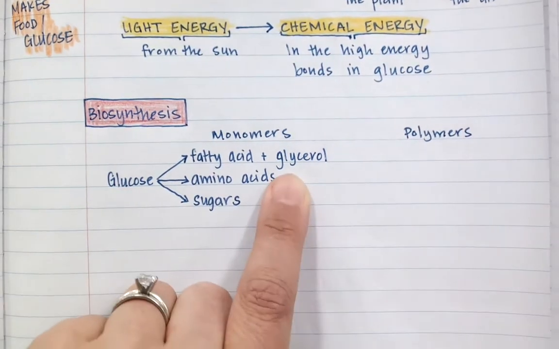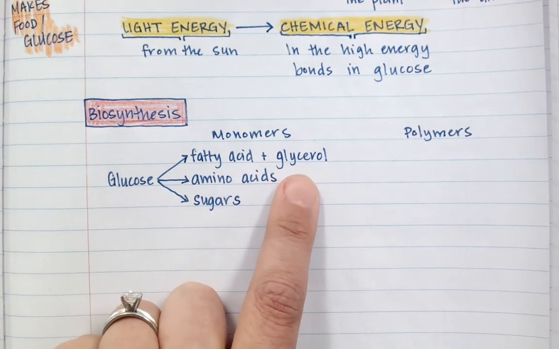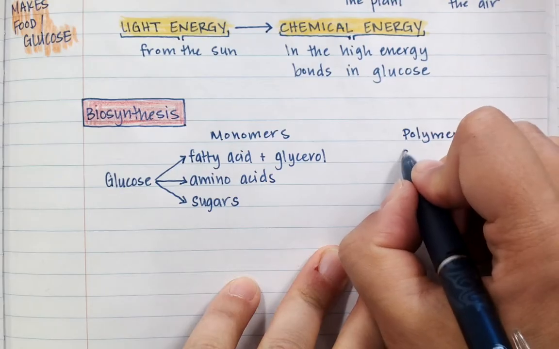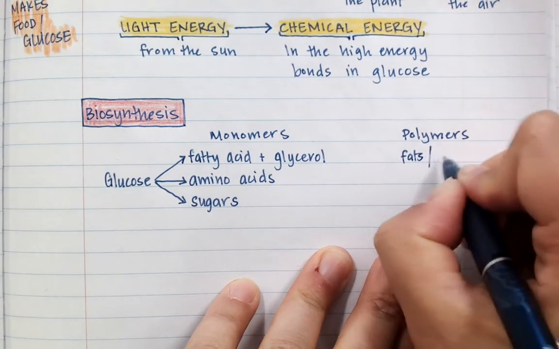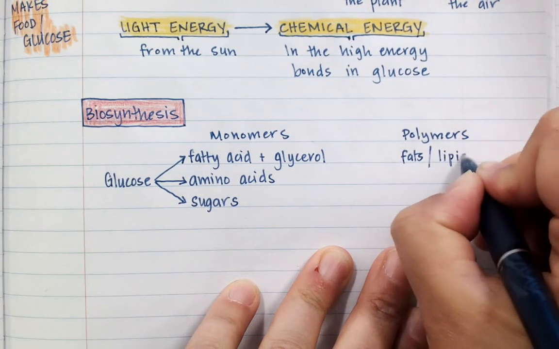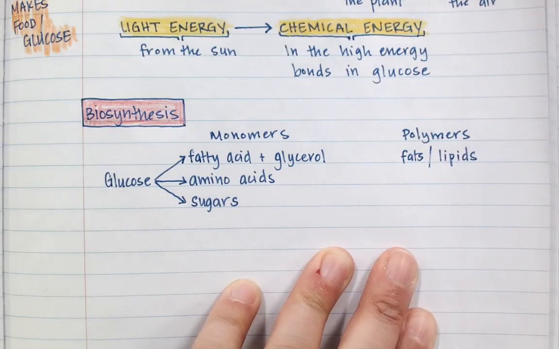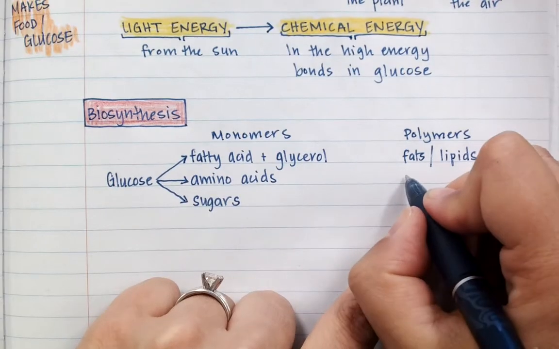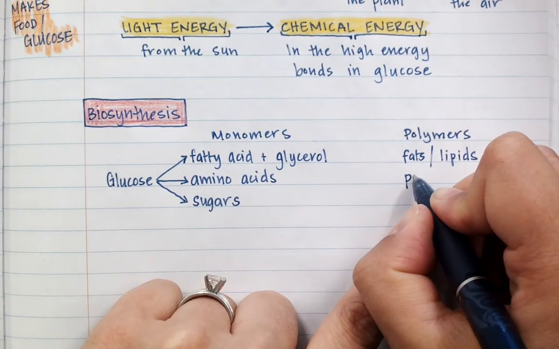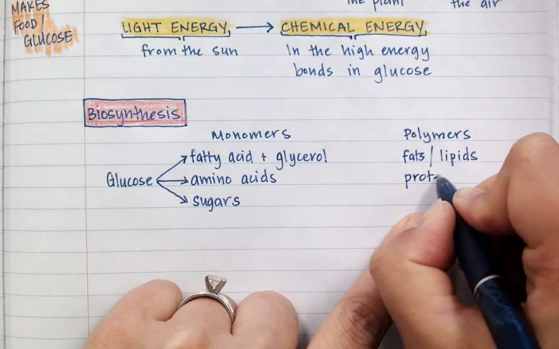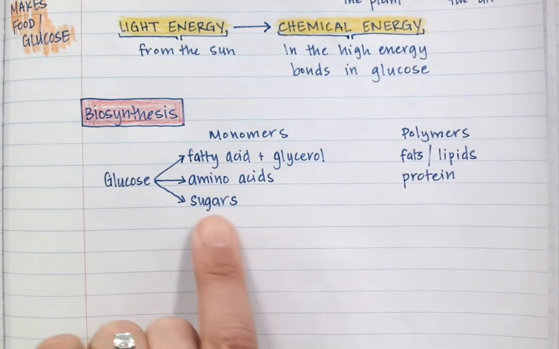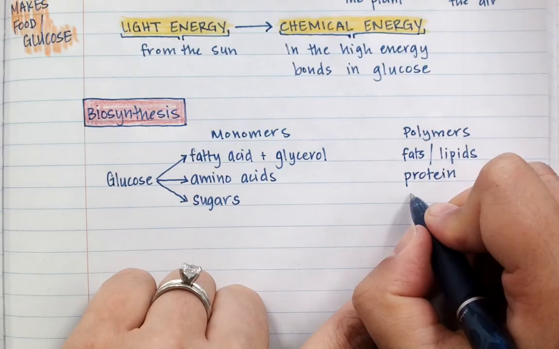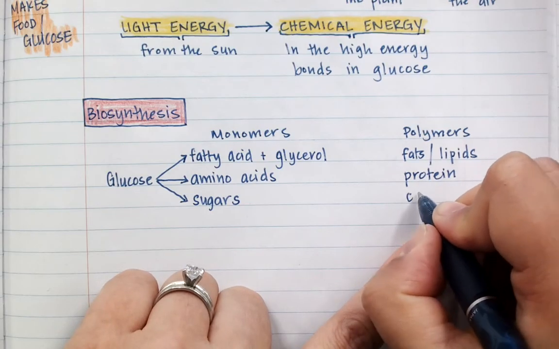So what polymer am I going to make if I add fatty acids to glycerol? I'm going to get those fats slash lipids. Remember, that's just another name for it. If I link together a bunch of amino acids, it's because I'm making the polymer protein. And if I link together a bunch of sugars, I'm going to get starches or carbohydrates.